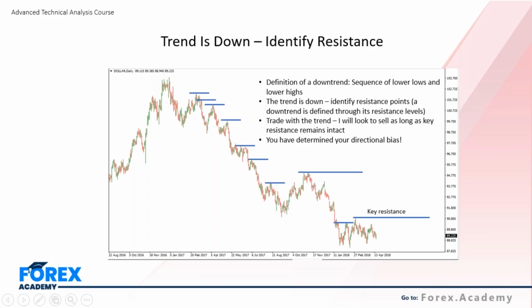So being able to observe a trend, being able to identify it with a very, very basic methodology to identify a downtrend. As long as we see a series of lower highs and lower lows, then we know we are in a downtrend at that point.